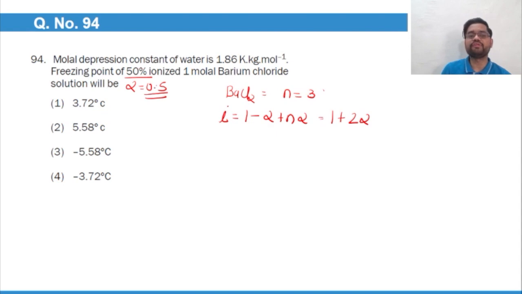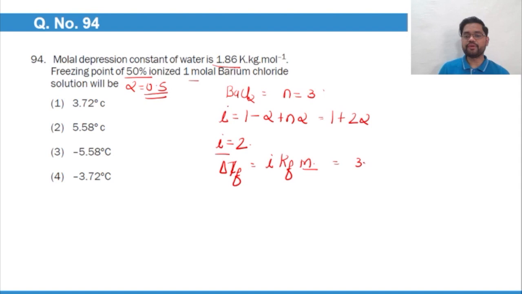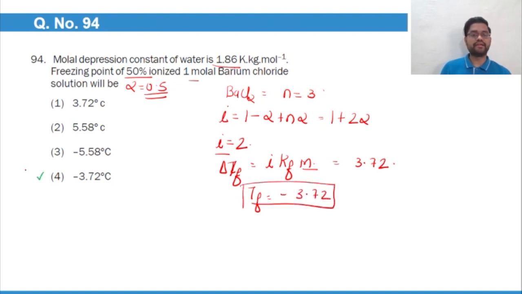50%, that is 0.5. If I add 0.5, I'll get I is equal to 2. And hence delta TF is equal to I KF M. So you have I value, you have KF value as 1.86, and you have M value, that is 1 molar. If you substitute all these things, you will get 3.72, and your TF value will be minus 3.72. So that's the right answer.